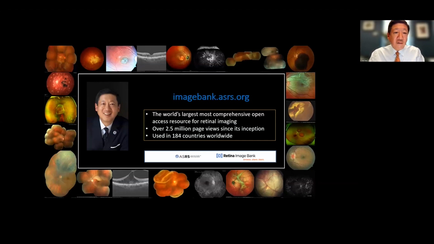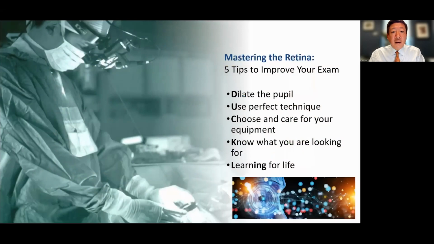All these images are from the Retina Image Bank. The Image Bank is now the world's largest, most comprehensive open access resource for retinal imaging. Anyone can access this. You do not have to be a retina specialist. You do not have to be an ophthalmologist. You just need to be interested in sharing knowledge around the world. And since its inception a few years ago, we now have 2.5 million page views. We expect to go over 3 million this year, and it's now used in 184 countries worldwide. It's an invaluable resource for education, and I hope that you use it to educate yourself and your patients.